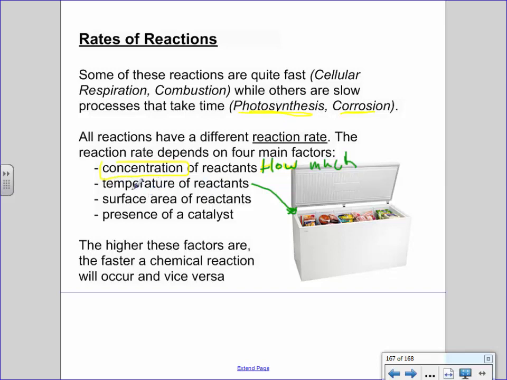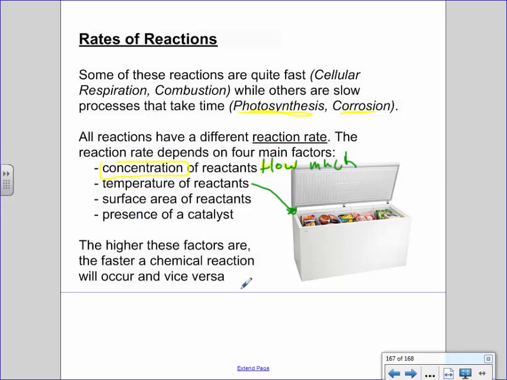So temperature also helps. Third one, surface area. We actually notice this when we eat our food. Humans have teeth, so we can chop our food up into small bits. And the reason why is that when we chop it into small little pieces, our bodies digest it easier. When there's more surface area by making it smaller little pieces, it reacts better.